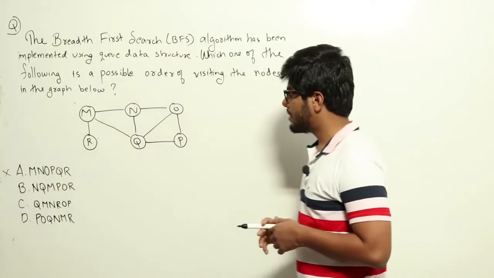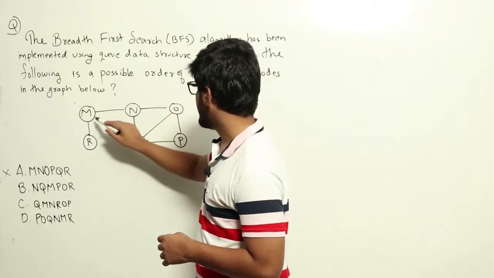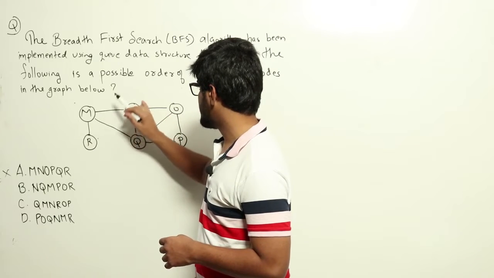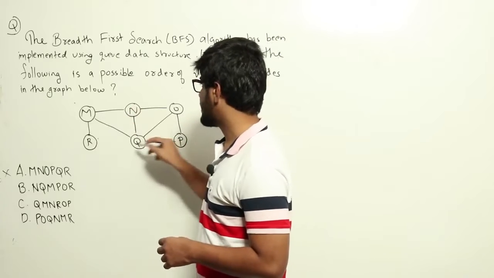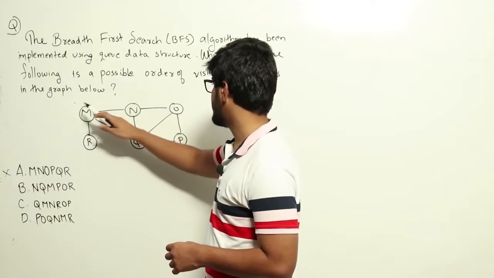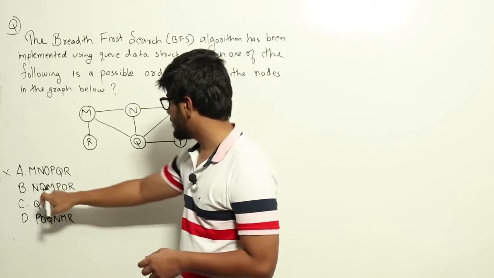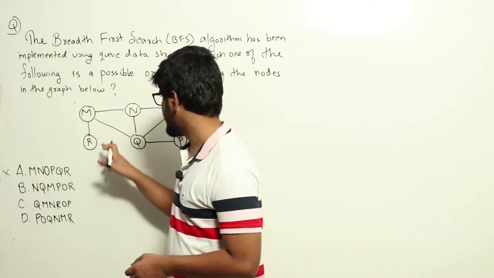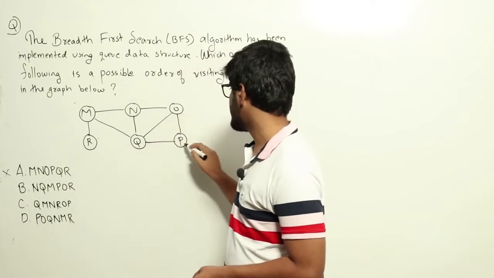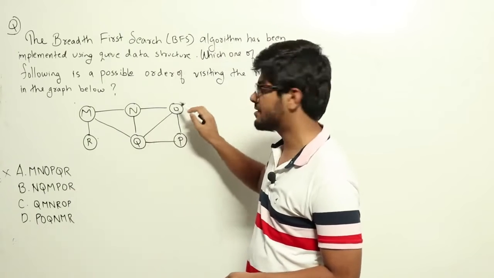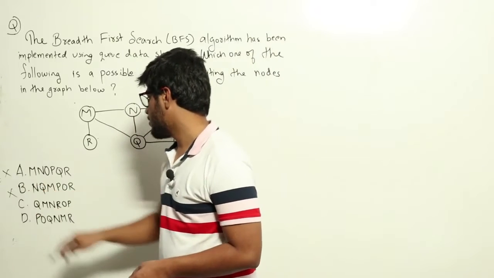Now we will look at option B. It starts with N. If we start with N, N is at distance 0, so that will be the first one. After that M, Q and O, these 3 should be coming. These 3 can come in any order, but these 3 should be the next 3 nodes. So here it says N, then Q, that is fine, M, that is fine, but then after that it is saying P. P is at distance 2, but there is already one more node O which is at distance 1 from N. So O needs to come before P, so this is wrong.